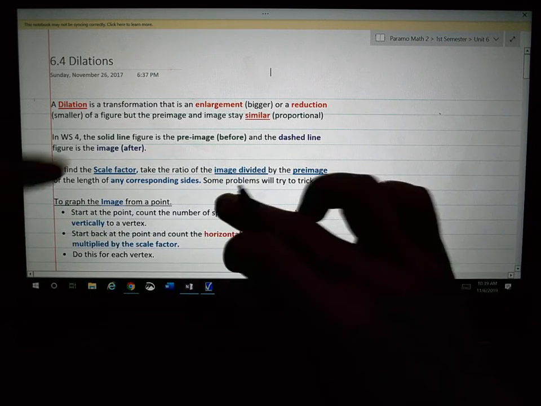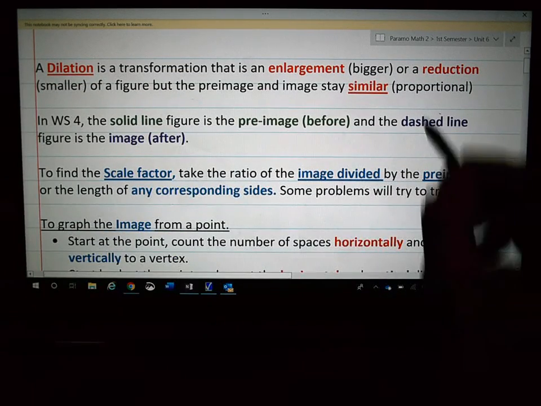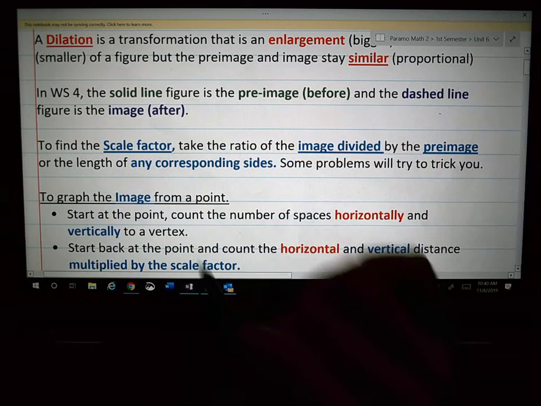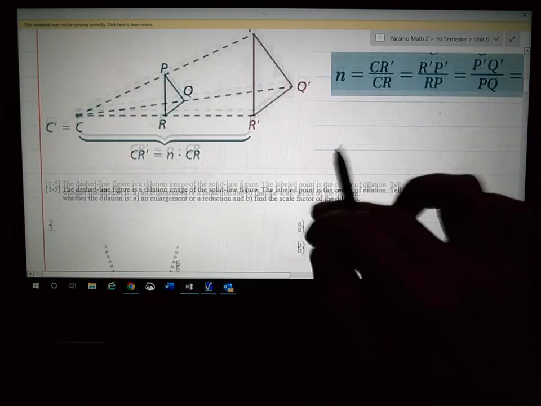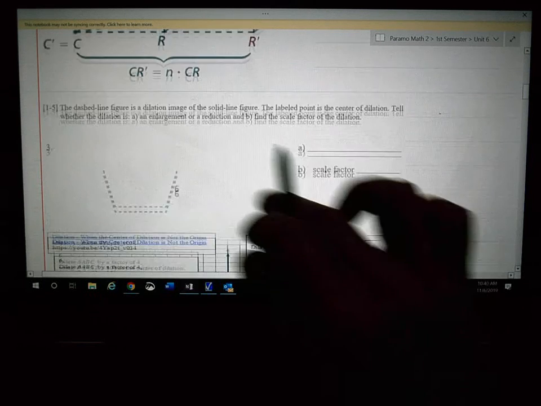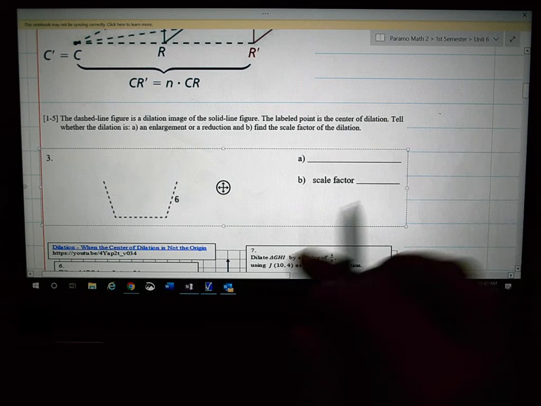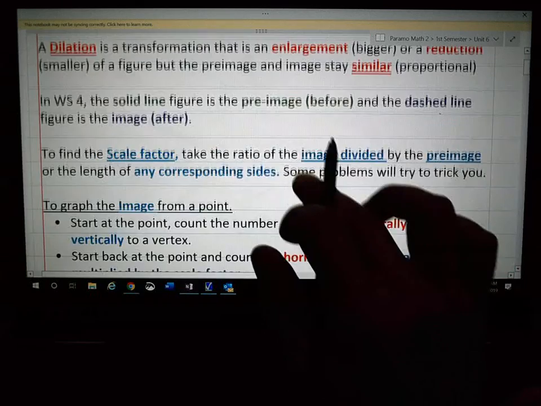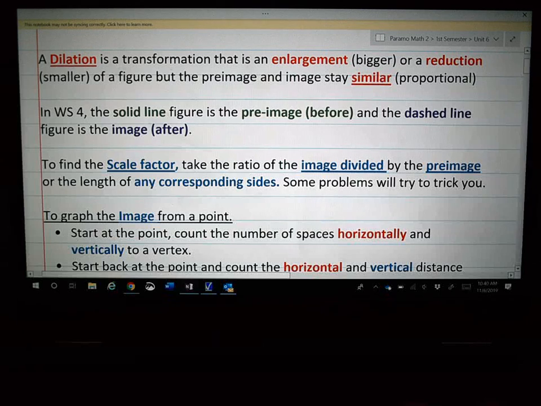You guys understand that. And of course, these things stay similar, or proportional. The hardest part of this worksheet is knowing which one is before and which one is after, which one is the pre-image and which one is the image. So when you get to examples like number 3, the solid line is the before, the dashed line is the after. So we'll need to make sure that we know that.